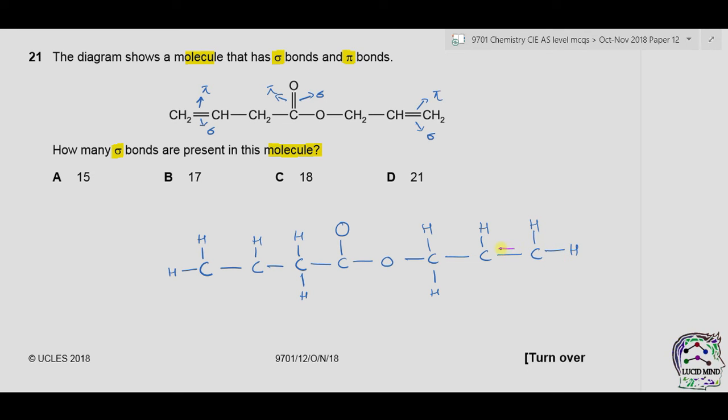Now this is first pi bond. This is second pi bond. And this is third pi bond. We can count sigma bonds 1, 2, 3, 4, 5, 6, 7, 8, 9, 10, 11, 12, 13, 14, 15, 16, 17 and 18. So we have 18 sigma bonds present in this molecule.